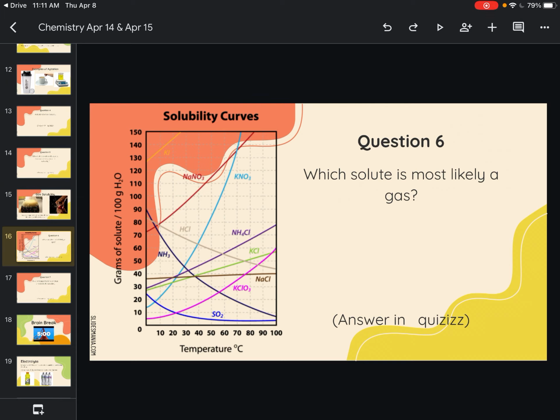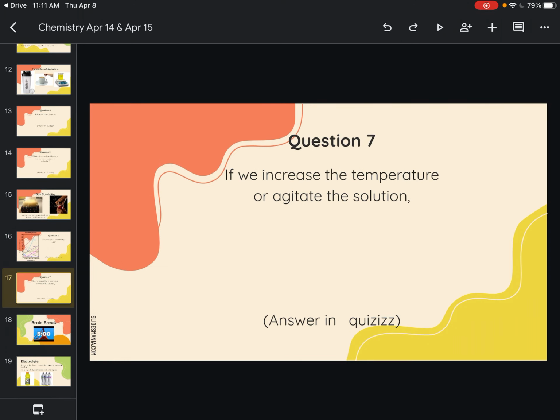All right, for question 6, using this solubility curve that's in the picture, which solute is most likely a gas? Okay, question 7. If we increase the temperature or agitate the solution, what tends to happen? And then specifically, we're talking about the more common cases for solids and liquids.